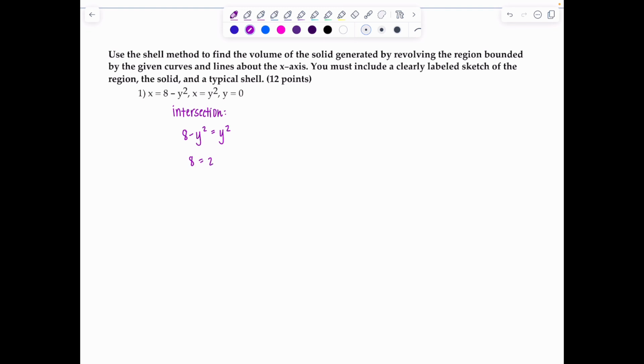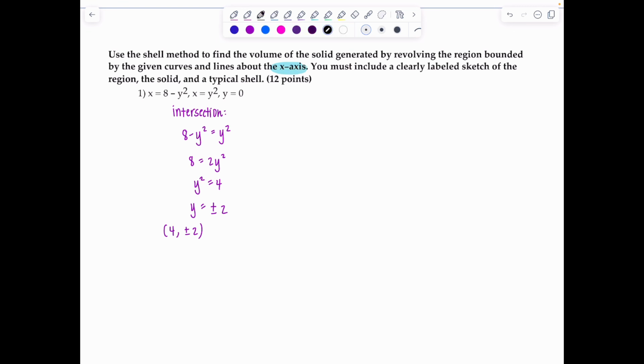We have 8 equals 2y squared. So y squared is 4. That gives us y is plus or minus 2. And then from there, I can go back and say, if y is plus or minus 2, x is going to be 4. So that's where the curves intersect. And then all of the action is really in quadrants 1 and 4 because we're revolving about the x-axis.